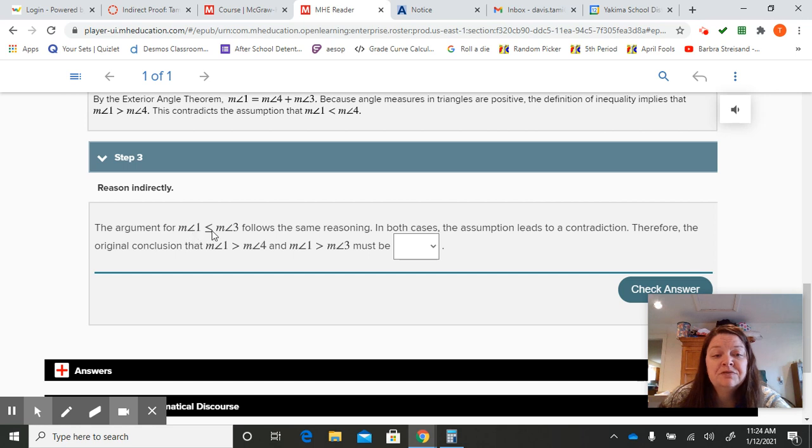The argument for the measure of angle 1 less than or equal to the measure of angle 3 follows the same reasoning. In both cases, the assumption leads to a contradiction. Therefore, the original conclusion that the measure of angle 1 has to be greater than the measure of angle 4, and the measure of angle 1 has to be greater than the measure of angle 3, must be true.